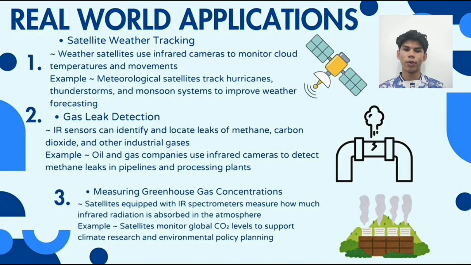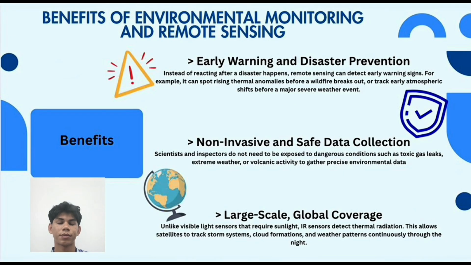Satellites equipped with infrared spectrometers measure how much infrared radiation is absorbed in the atmosphere. This allows scientists to monitor global carbon dioxide levels and support climate research and environmental policy planning. These applications show how infrared technology contributes to environmental monitoring and helps us address environmental challenges.